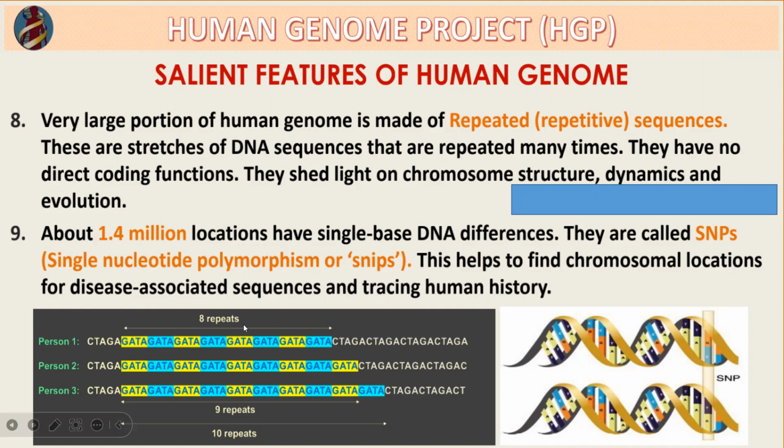Okay. This is about repeats. Person 1 will have 8 repeats, person 2 can have 9 repeats, person 3 can have 10 repeats. Okay. So these are unique to a particular person. Everyone will be different based on these sequences. Now to compare your DNA with another person's DNA, what they will try to find is these repeats. They will find whether these repeats are there or not. The rest will all be the same.